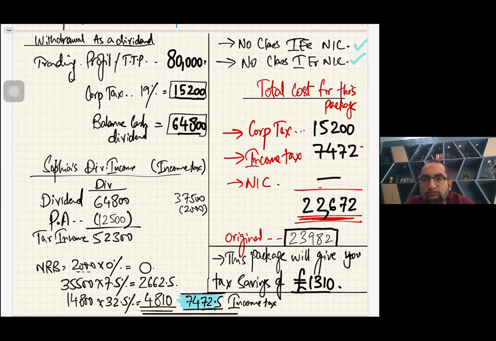One student is asking why we are not calculating class 2 and class 4. Class 2 and class 4 are only calculated on the trading income of individuals. This is dividend income. On dividend income there is no class 2 and class 4. There is no NIC at all.